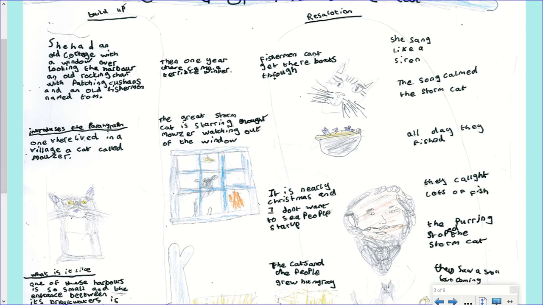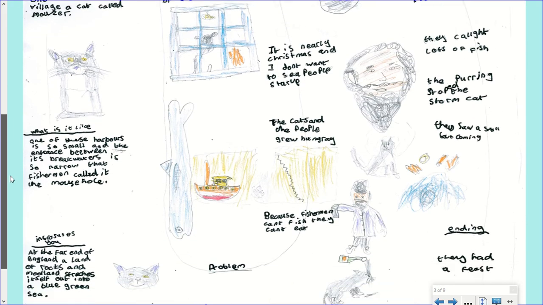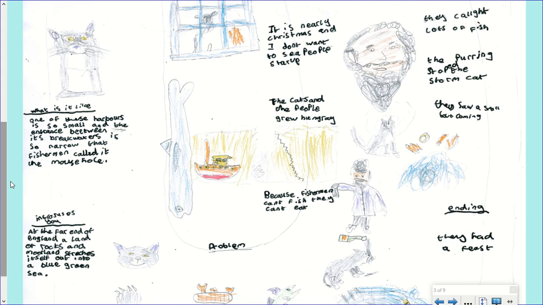So it's like a story map, basically a wiggly line that you follow to put all the key events of the story on there. And you can see that it's got a title, the story map of Mousehole Cat. You can see that parts of the story are labelled, the build up, the problem, the resolution, and the ending down there. Okay, so you're using your notes from the reading session earlier to make your story map, and you can see there's some nice pictures on there as well.